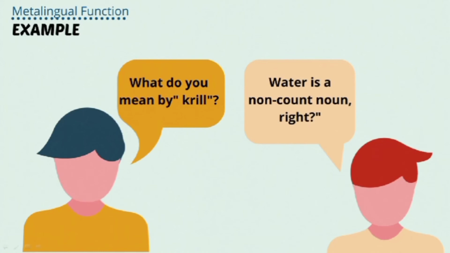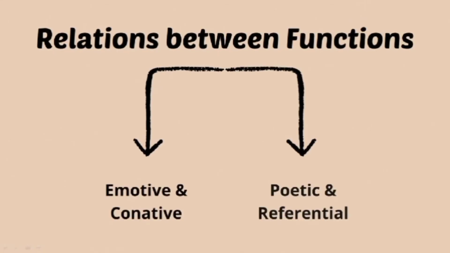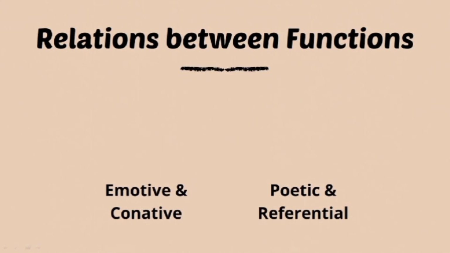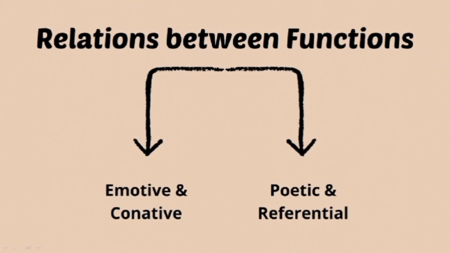That is what is meant by metalinguistic, a function used to describe the language itself. So, those are the explanations of the 6 language functions according to Jakobson. Now let's move to the relation between functions. In Huber's article, he lists the relations between functions. The first is the relation between the emotive and conative functions, and the second is the relation between the poetic and referential functions.